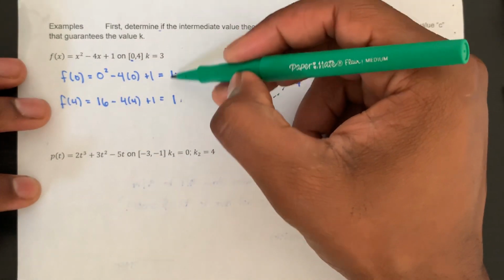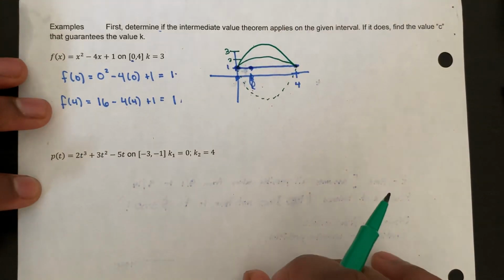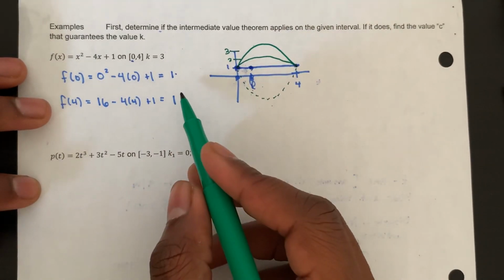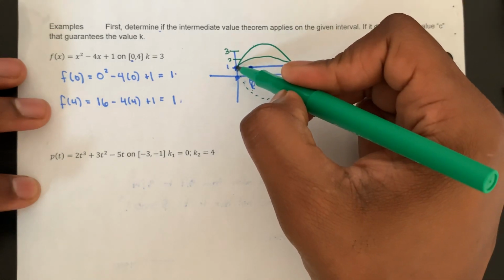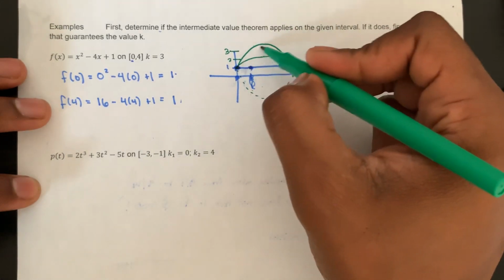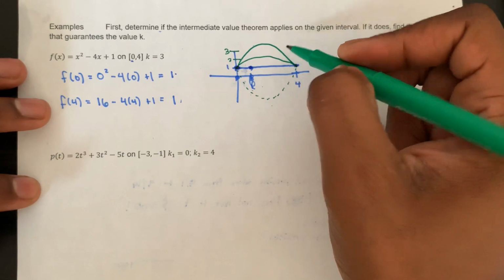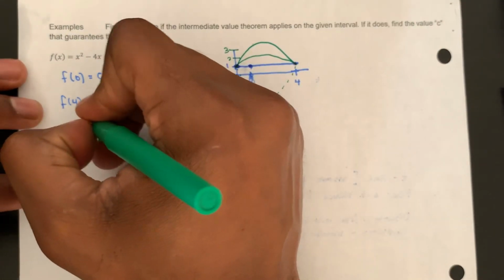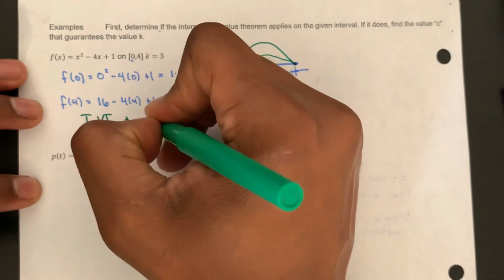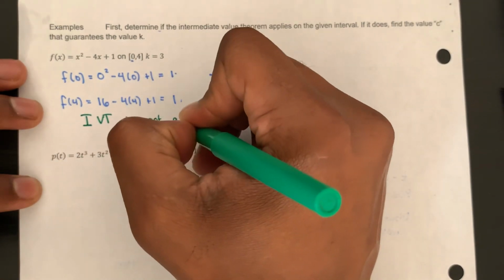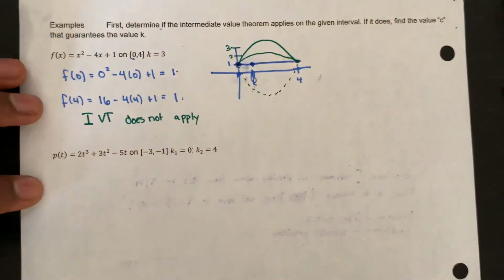So knowing the endpoint values doesn't tell you anything if they're the same. There are too many graphs that you can draw that are continuous that go from 1 to 1 that don't have to hit 3. So in this case, we would say the intermediate value theorem does not apply.